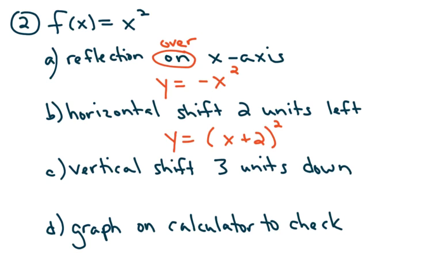Vertical shift 3 units down, that would be x squared minus 3. When you add or subtract from the original function, from the output rather than the input, you move the graph up and down. In part D, it says graph in the calculator to check. So since this is a multiple choice exam, if you're unsure if you've chosen the right answer, graph the parent function and then graph your choice to see if it looks like the parent function moved in that particular direction.